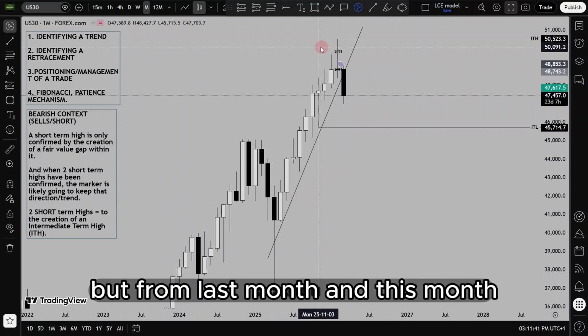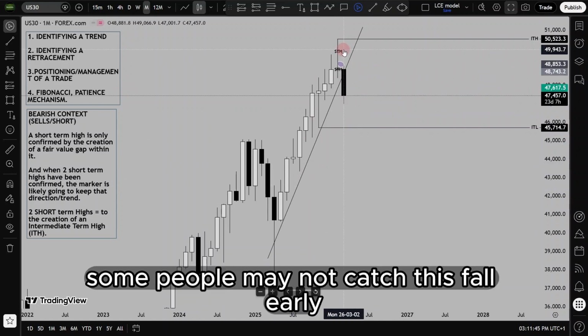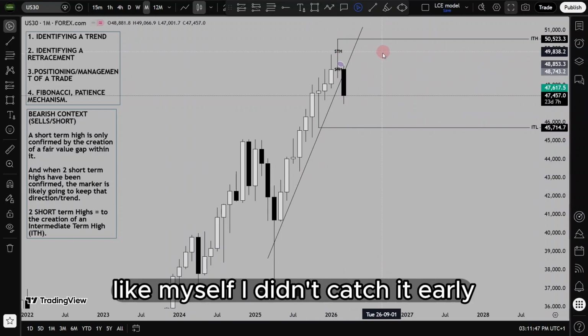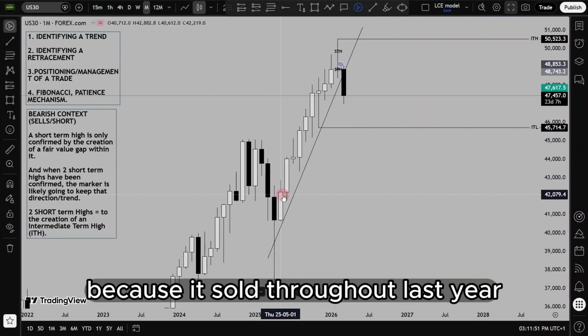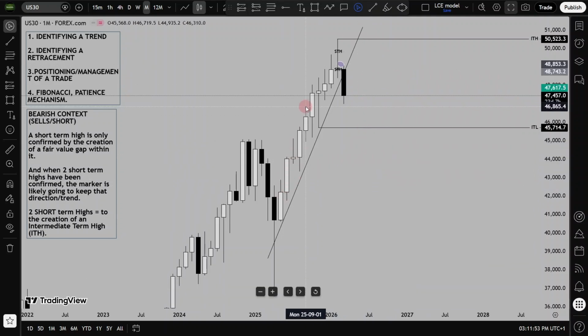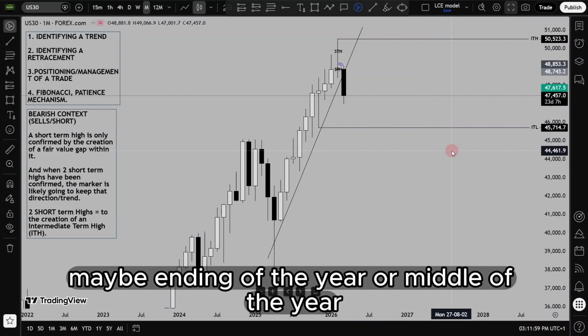But from last month and this month, markets have started falling, right? Some people may not catch this fall early, like myself. I didn't catch it early because I was still looking for buys because it bought throughout last year. So at least this year, it should sell a little bit before maybe continuing, maybe at the end of the year or the middle of the year.